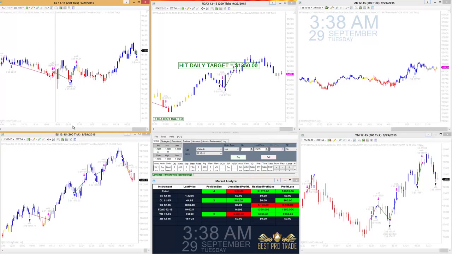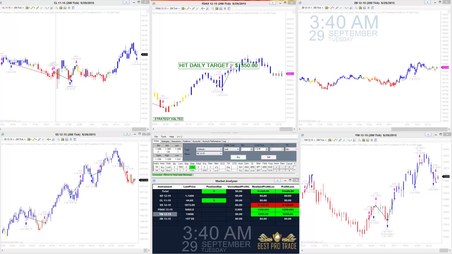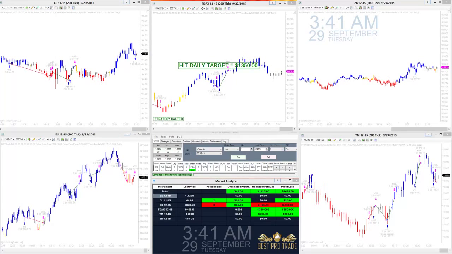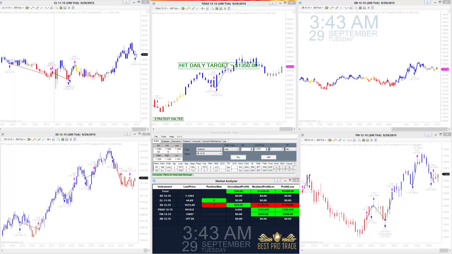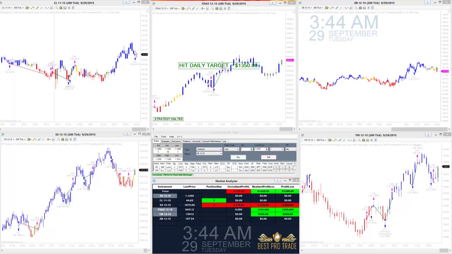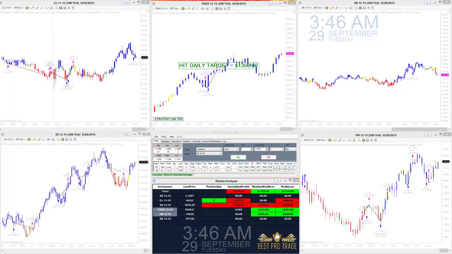What you see in the middle, we are connected to Ninja Trader Broker, and it is not a replay. Again, this is not a replay data. Then we have the market analyzer showing us the trades taken on the live sim.